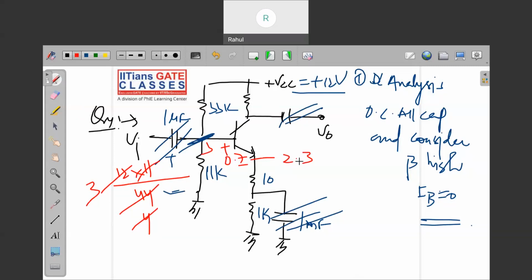So that is what, the 3 volt, I mean 2.3. You have to keep this in mind, very important. And then you can find IE. If beta is not given, you can neglect beta. Or you can consider beta as 200 approximately. In the question, let me check whether beta is given or not.